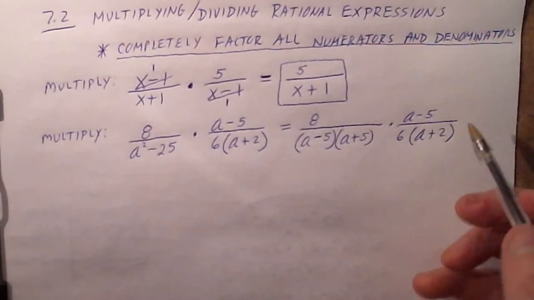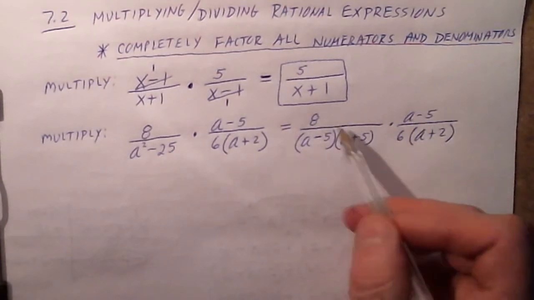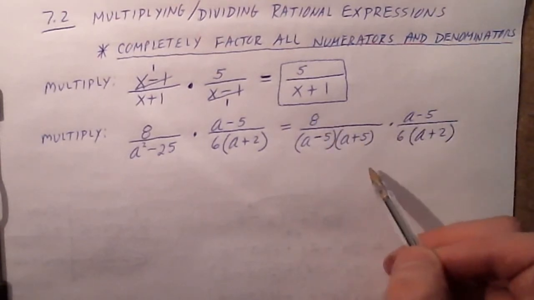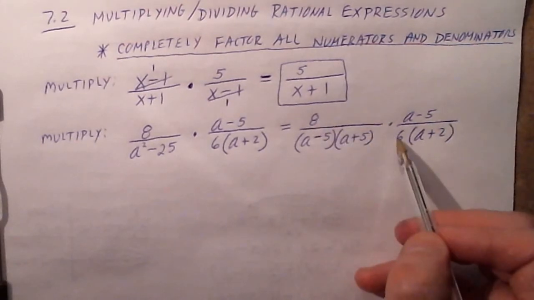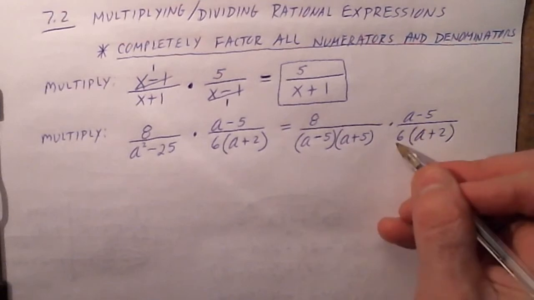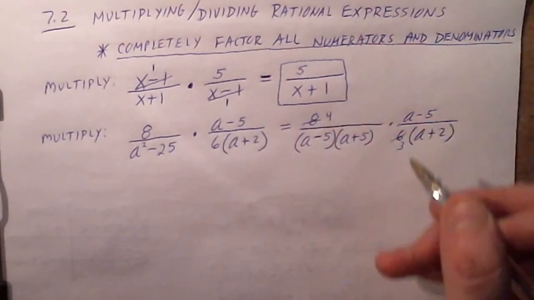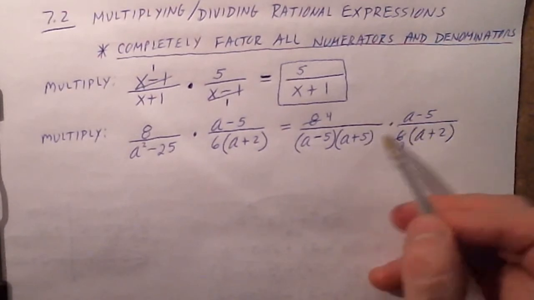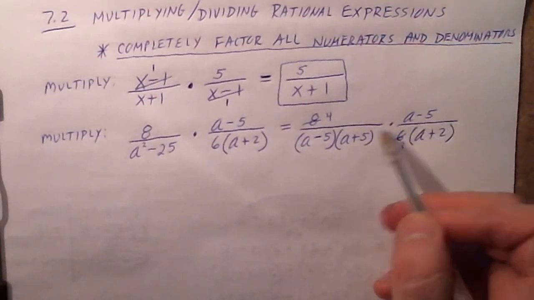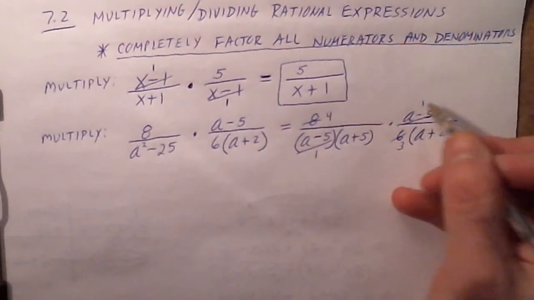All right, so here we go. Now we're going to ask ourselves, can we do any cross-canceling between any numerators or denominators here? Notice between the 8 and the 6, we can do a little cross-canceling here. 2 divides into 6 3 times. 2 divides into 8 4 times. There's cross-canceling available this way between the a minus 5s. The a minus 5s drop out to 1s.